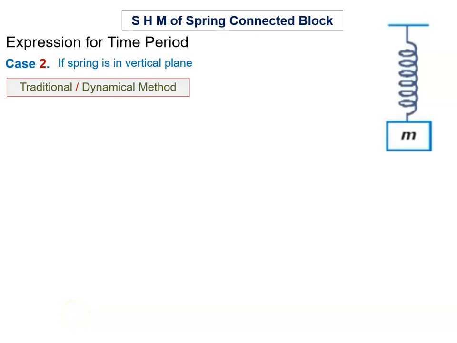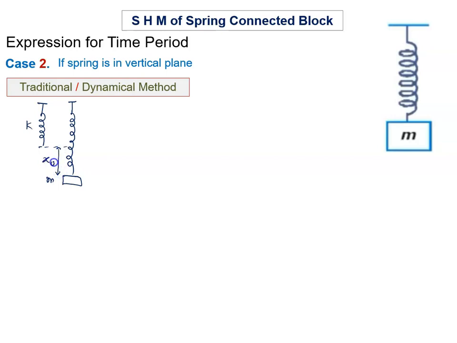Expression for time period if the spring is in vertical plane. Firstly, the traditional dynamic method. Suppose this is the spring and let the spring constant be k. If we attach a block of mass m, we all know the spring will be elongated. Let this elongation be x naught.